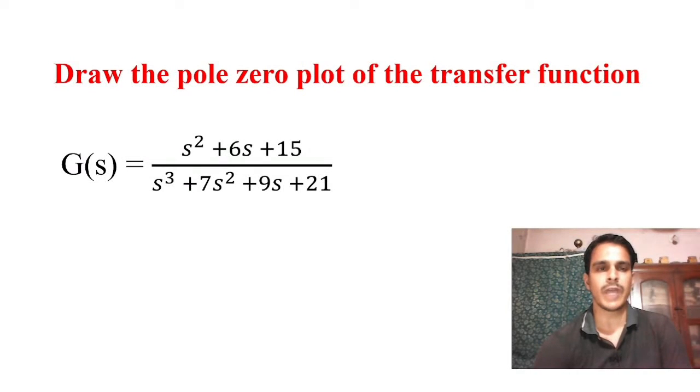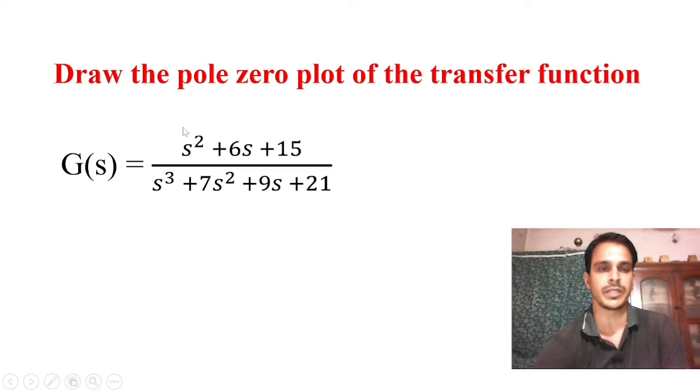Hello everyone, today I will explain how to draw the pole zero plot of the transfer function. Suppose this is a transfer function given and we have to draw the pole zero plot of this transfer function. How will we find it? First of all, we have to consider the coefficients of numerator and denominator.